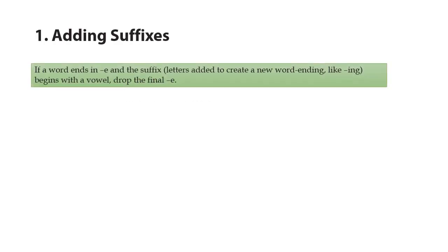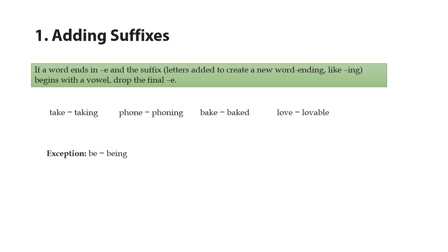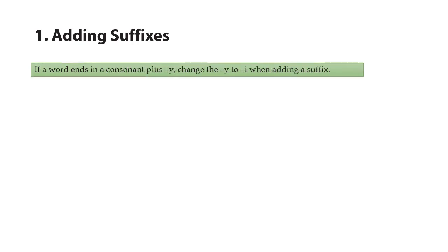Okay, so the first of those rules is the rule of adding suffixes. And the rule here says, if a word ends in E and the suffix, or in other words, the letters added to create a new word ending like ing, if those begin with a vowel, you drop the final E. So for example, take becomes taking, phone becomes phoning, bake is baked, love, lovable. Okay, and of course there's an exception, and that is be simply becomes being. That's the rule about adding suffixes.